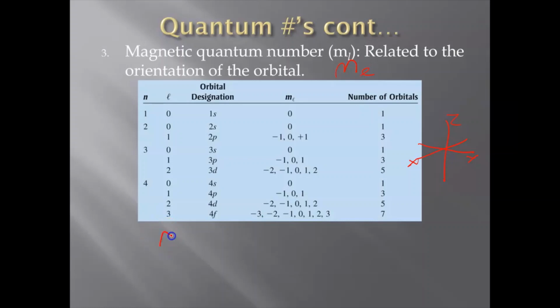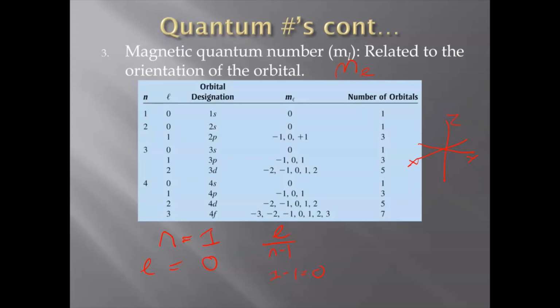Now let's say that we have n equals 1. If your value for the principal quantum number is 1, what would be the value for your L? Well, L is always n minus 1, which in this particular case, 1 minus 1 equals 0, so your L will be equal to 0. That's where that n minus 1 comes into play. The n represents the principal quantum number, and that's how you determine your L value. It's just simply making sure you understand the pattern.